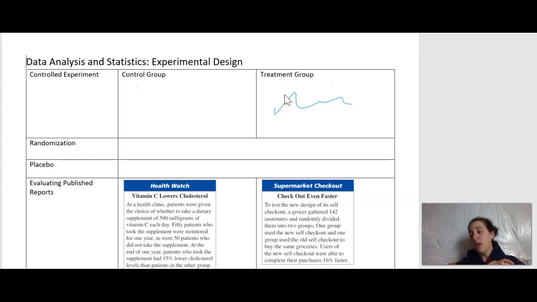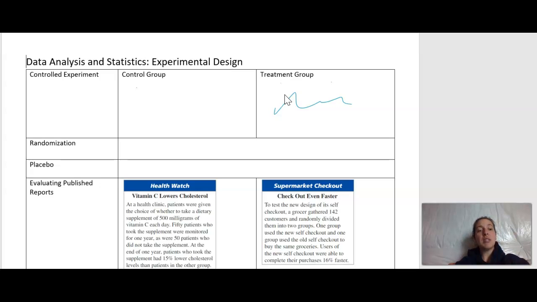Okay, also in your book, you'll see this word, and we're going to look at it in just a second, randomized comparative experiment. If I don't randomize my people into either the control group or the treatment group, it's not considered a randomized comparative experiment, which means the results are probably really not all that valid.